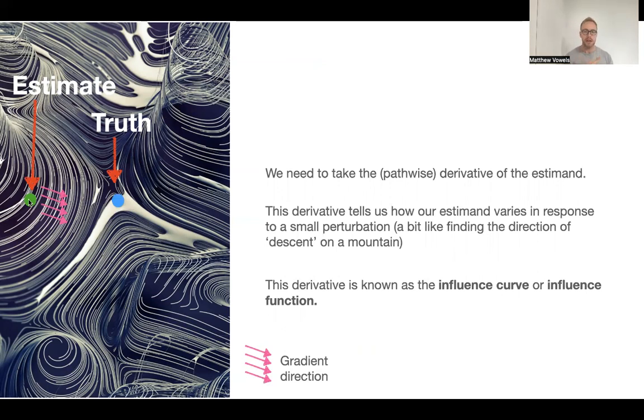So you look around you, which is a bit like collecting data. And then you use those data to compute the direction of descent. So here, this gradient direction is supposed to indicate that if I'm up this side of this mountain, I can compute where I need to go by assessing where I want to go, assessing where I am with respect to where I want to go. And then I can take a step in that direction. And that's what these pink lines are used for. So the derivative actually tells us how our estimate varies in response to small perturbations. And this is a bit like finding the direction of descent on a mountain that takes us towards that true value. And this derivative is known as the influence curve or influence function.